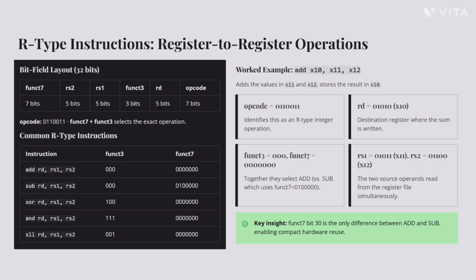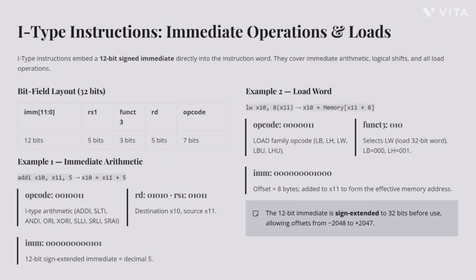Moving on to the next type of instructions, it is immediate operations and loads. Basically here we'll have a 12-bit signed immediate, and we'll be directly performing operations along with it and a register. They cover immediate arithmetic, logical shifts, and all load operations as well.